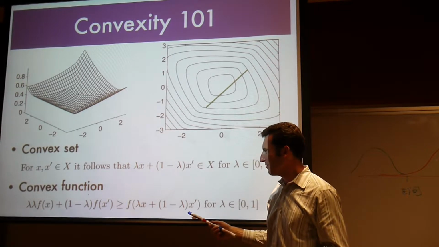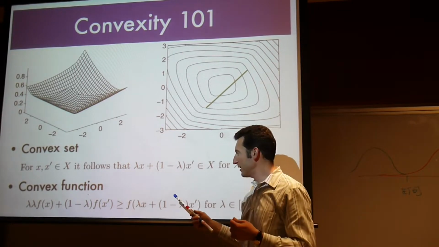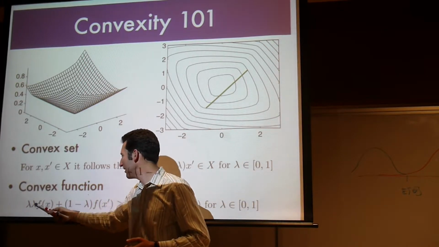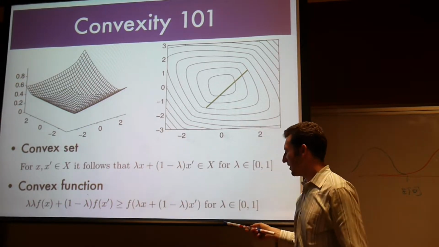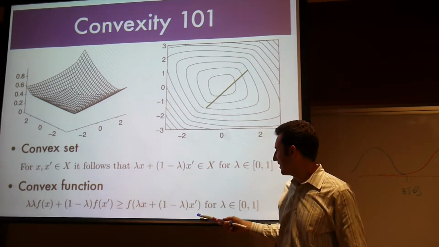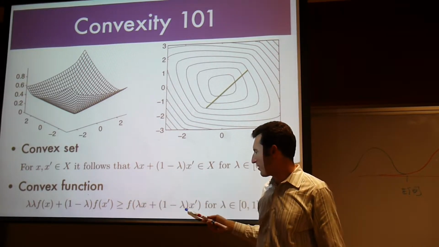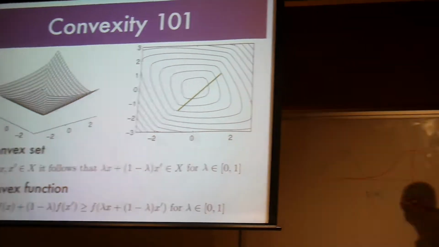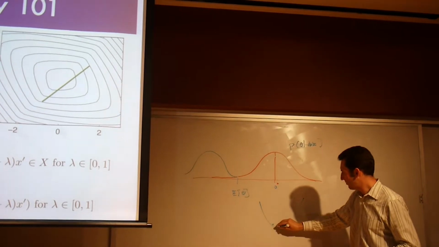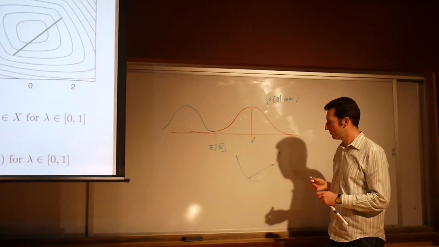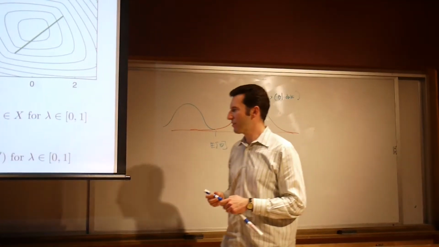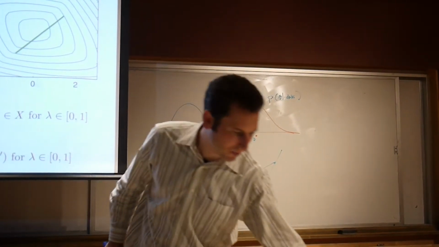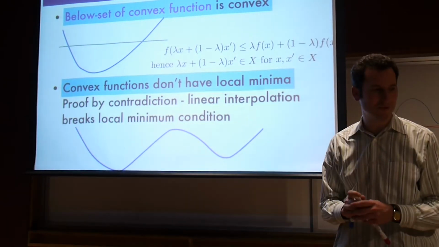Now a convex function is one where I can take a linear interpolation between the function values, and of course there's one lambda too many, but it's okay for the rest. Then this upper bounds the function. In other words, something like so. That's a convex function. So this is a very, very simple definition, but it's extremely powerful.